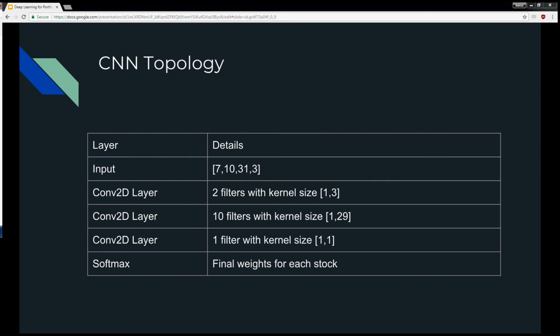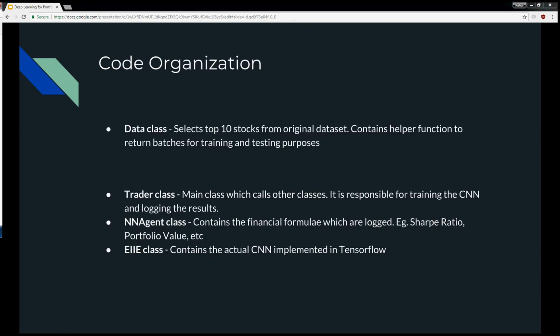A little bit about the topology of the model. With our current parameters, 7 is the batch size. There are 10 stocks. We look at the past 31-day history for each stock, and we look at 3 features, that's close, high and low, within our data. After passing these values through 3 convolution layers and a softmax function, we finally get the desired weight vectors.